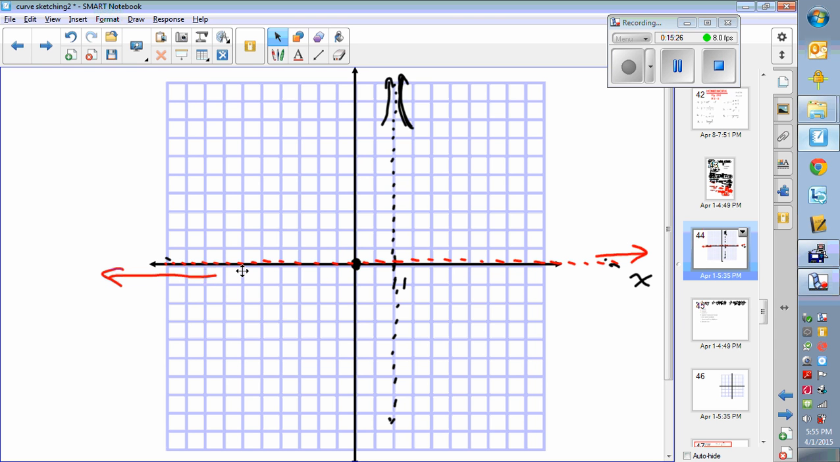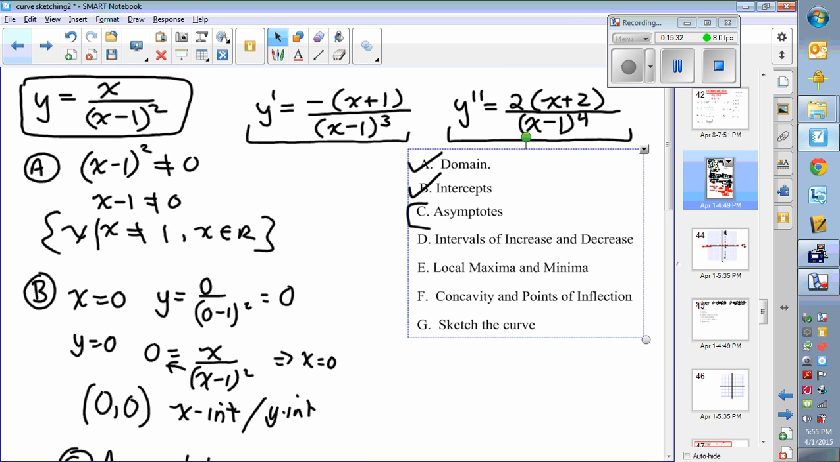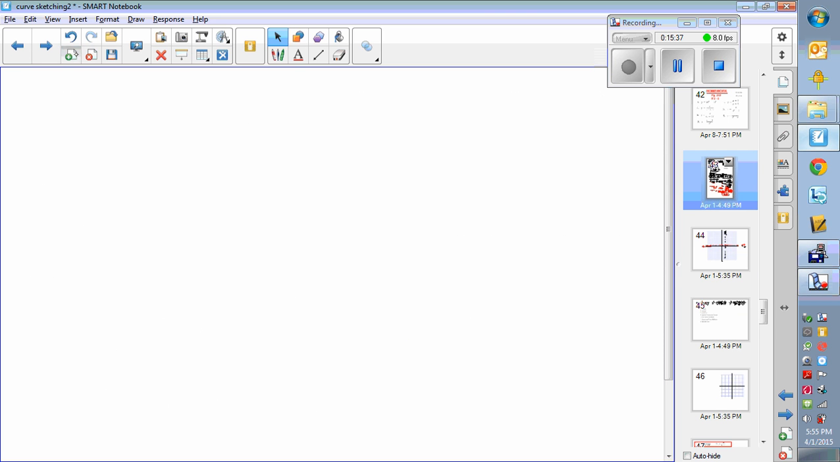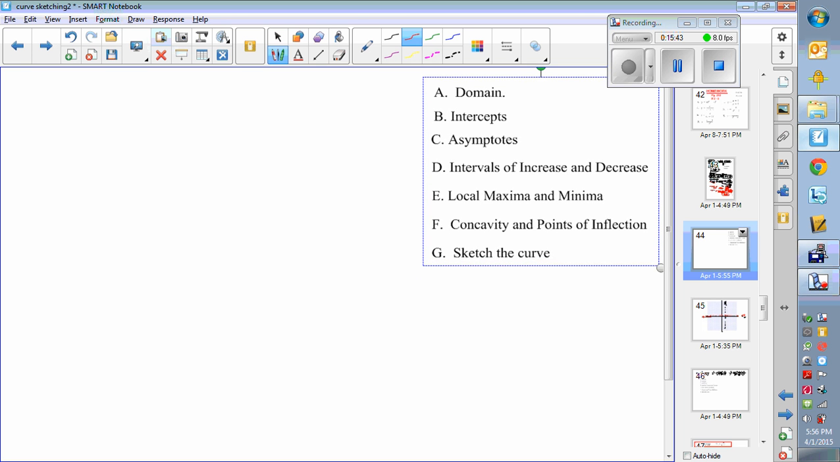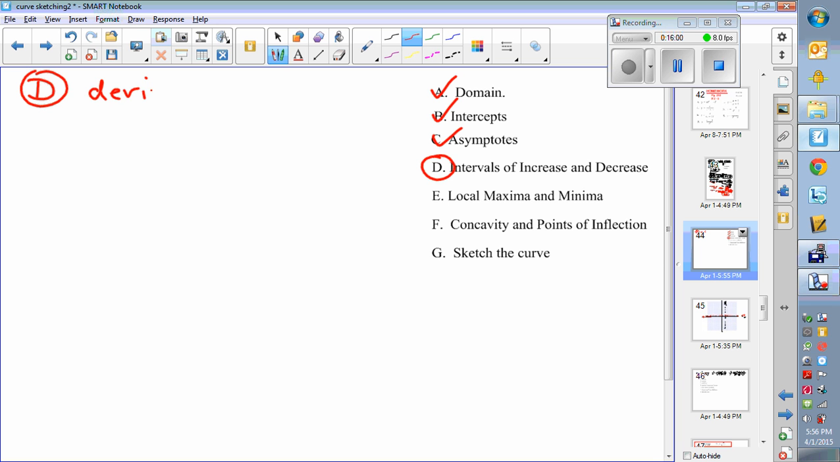Okay, so we've got our asymptotes tested. So let's move to the next step. Copy this and move it to a new page. We'll try that. Let's paste it. There we go. So we've now done all of the domain, all of the intercepts, and we're done the asymptotes. So now we need interval of increase and decrease. So how do we get interval of increase and decrease? For D, we need to look at the derivative. So let's take a look at what our derivative was.